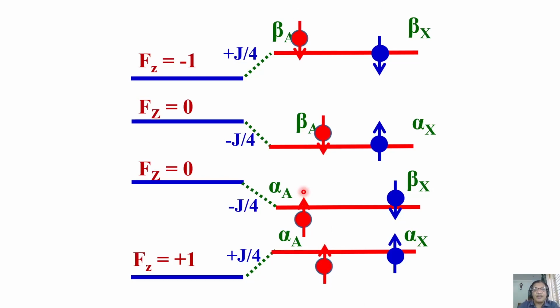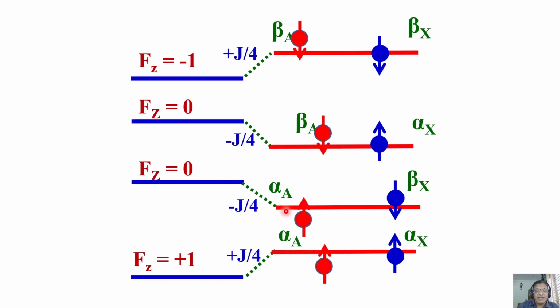Now what is the difference here? Look at it. This has moved up by J by 4. This has moved down by J by 4. This separation is now the difference. If you take it, it is J by 2, positive J by 2. You understand? It is J by 2. What about this difference? This is also J by 2.